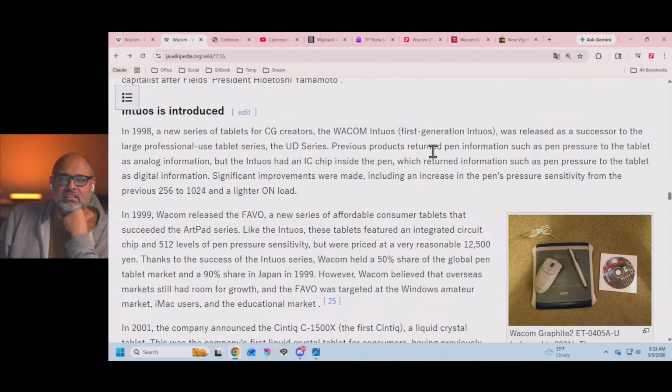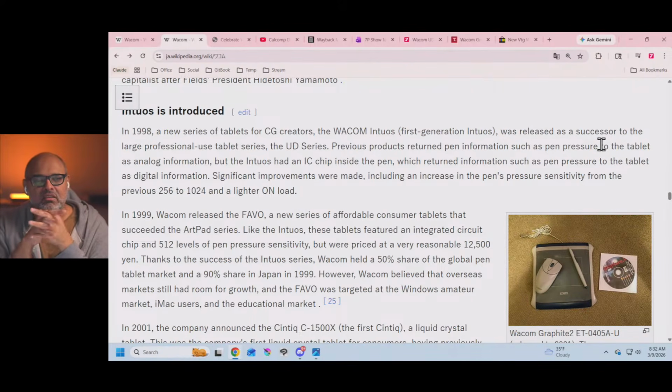Actually, let's take a look at it. Was released as successor for the UD series. Previous products returned pen information. Oh yeah, this is cool. This is actually super important.